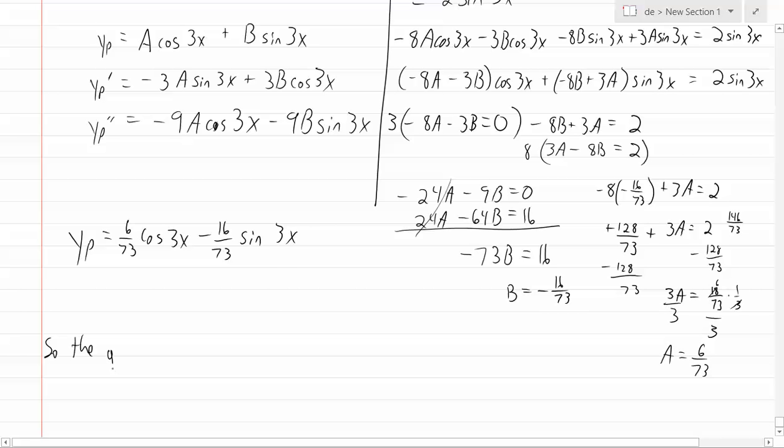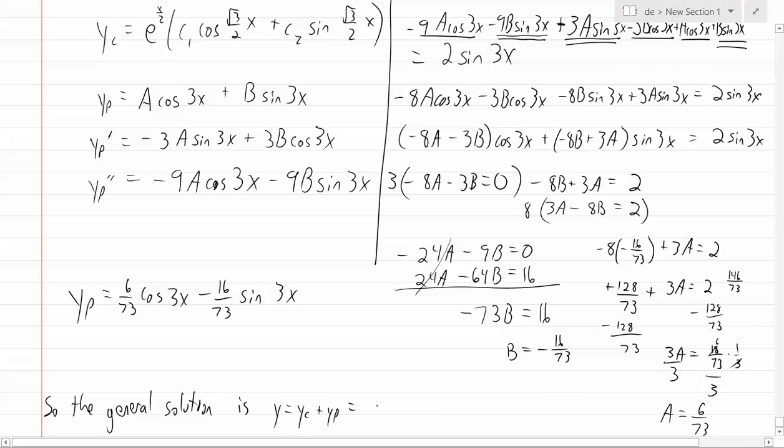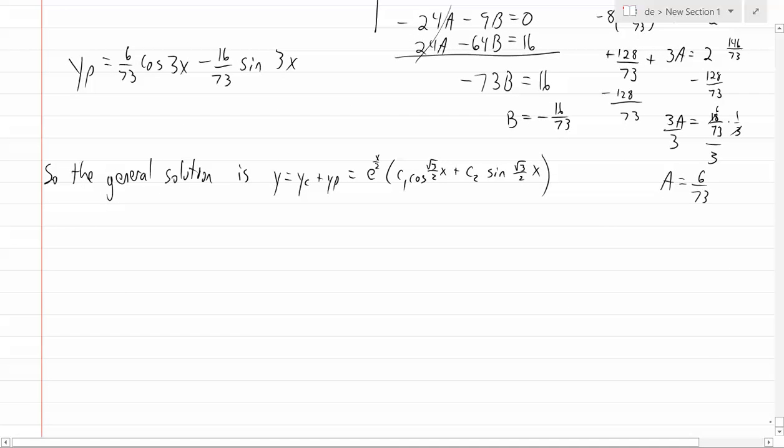So the general solution is y equals y sub c plus y sub p, or what did we get for y sub c? That's e to the x over 2 times c sub 1 cosine of square root of 3 over 2 x plus c sub 2 sine of square root of 3 over 2 x, and then plus 6 over 73 cosine 3x minus 16 over 73 sine 3x.